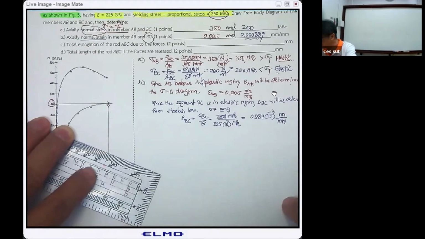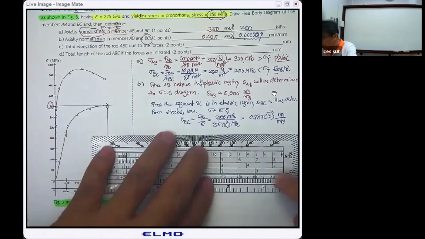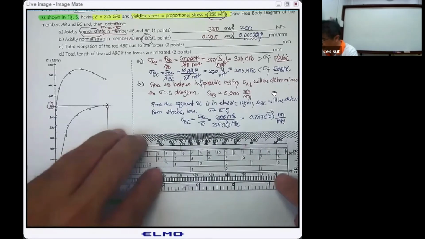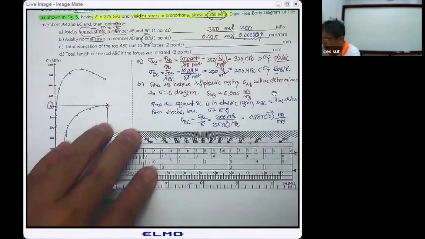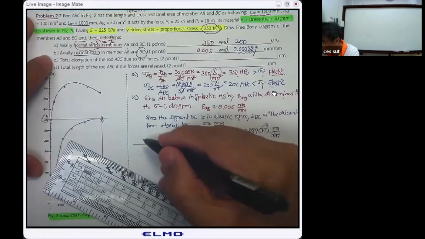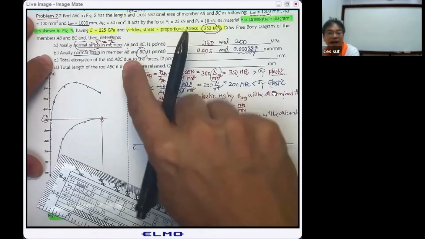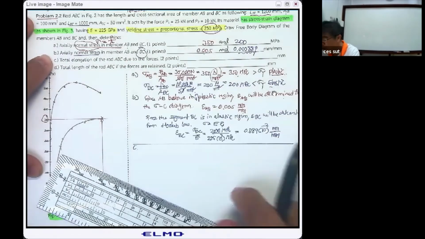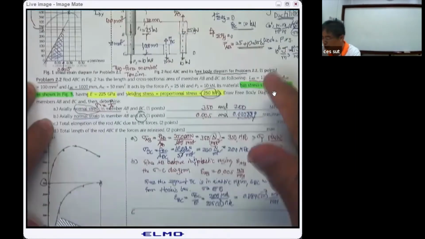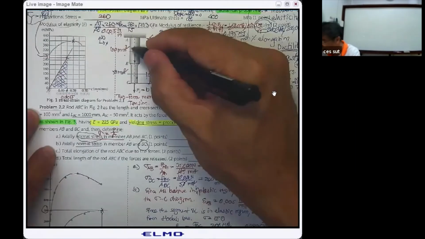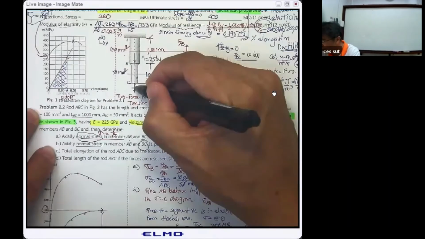Okay, next, come to part C. From the C, now they ask us to determine the total elongation of the rod ABC. Now the rod will change shape under the application of the force. This one will be the total.